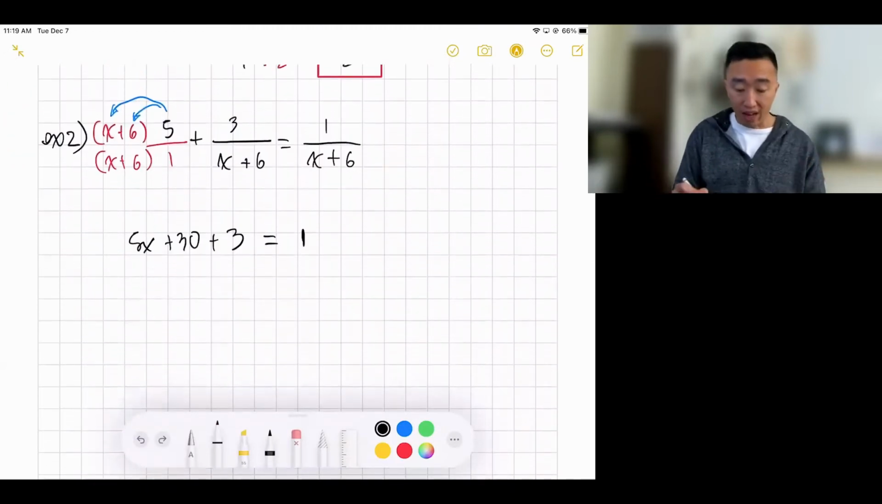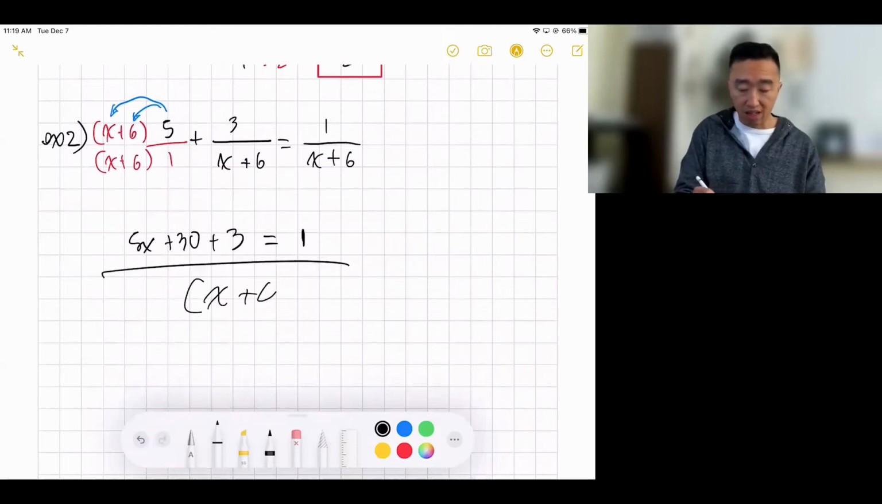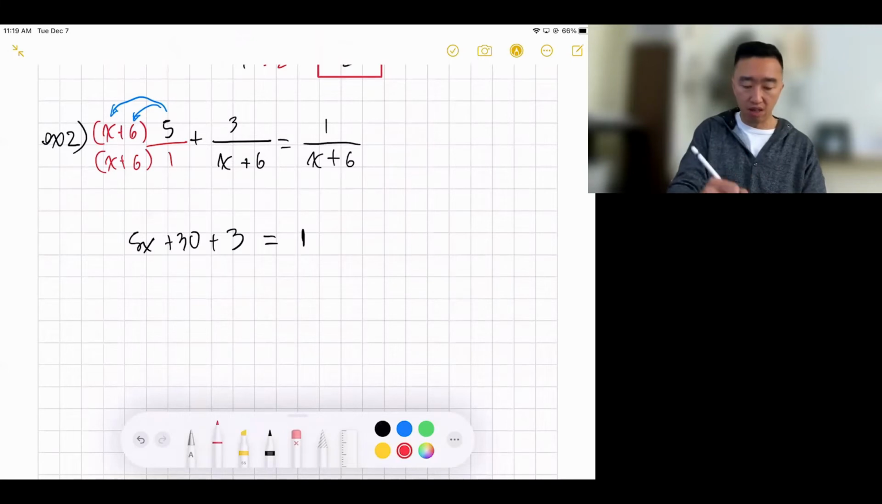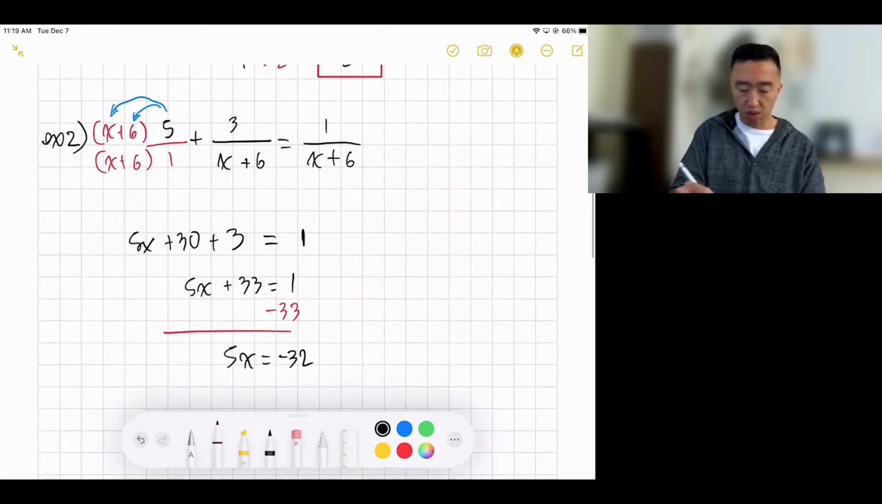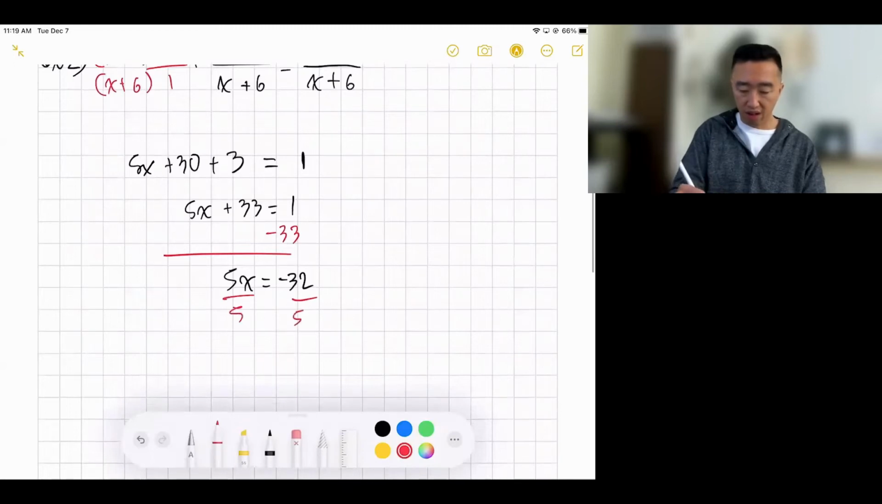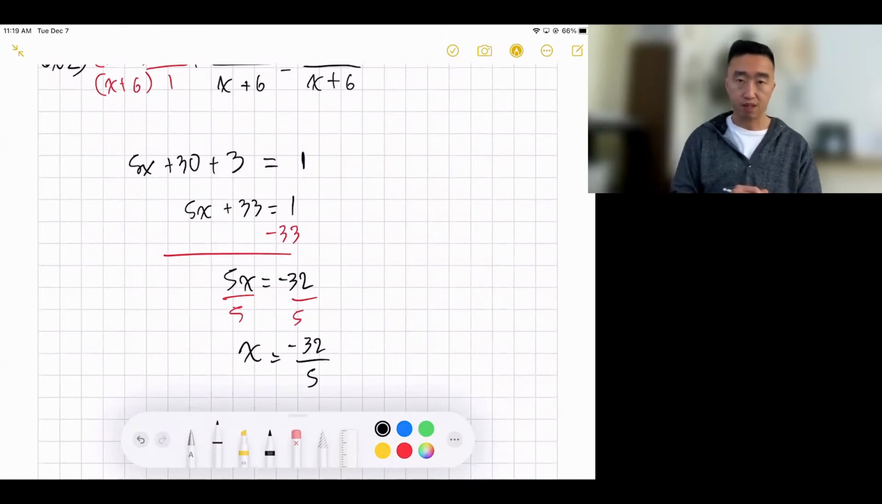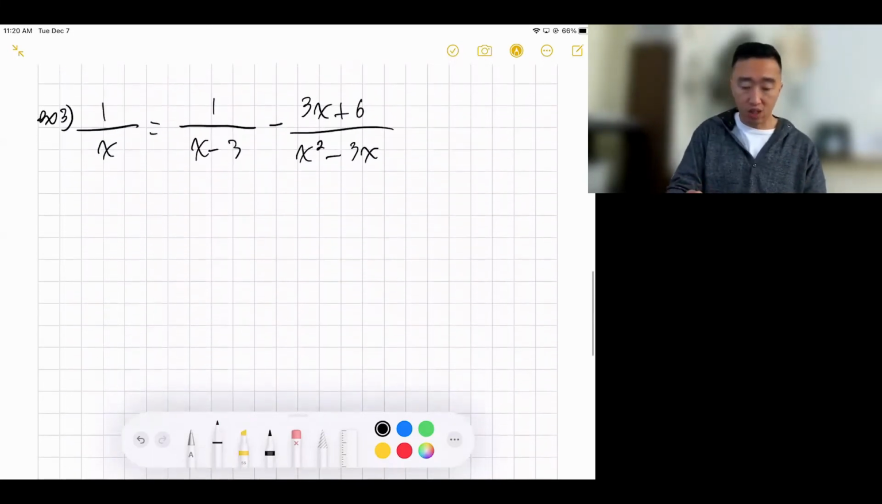All right, now, again, all the denominators are exactly the same now. Everybody has the same denominator, so I don't even need them, okay? Don't need it at all. Again, from here on out, it's just a regular equation, 5x plus 33 equals 1. Subtract 33. I end up with 5x equals negative 32. Divide by 5, and you end up with this nasty fraction. Right? Cool? All right. Let's go with the next one.